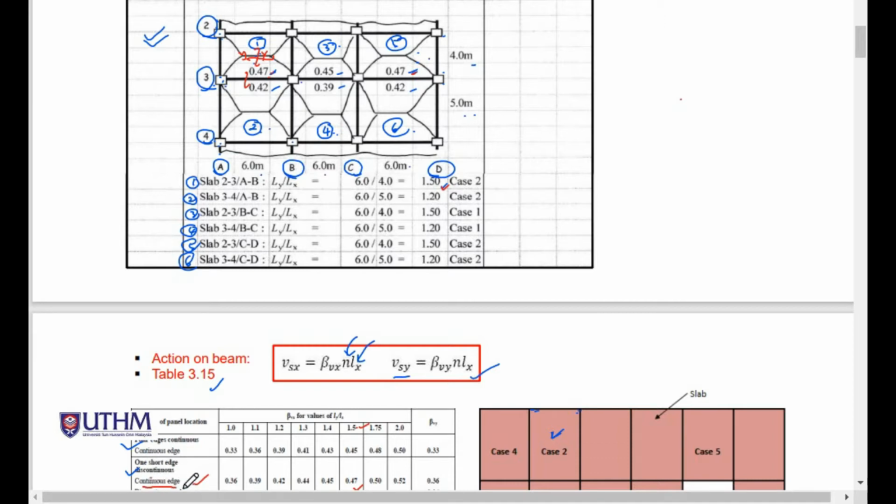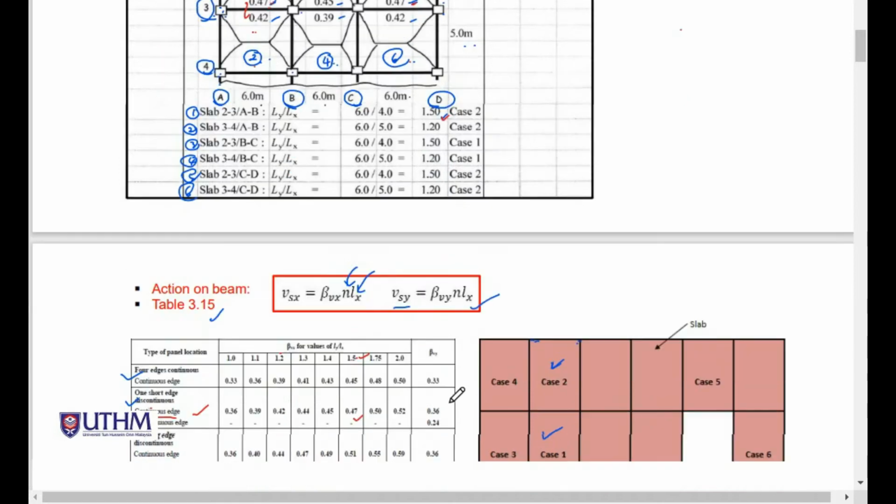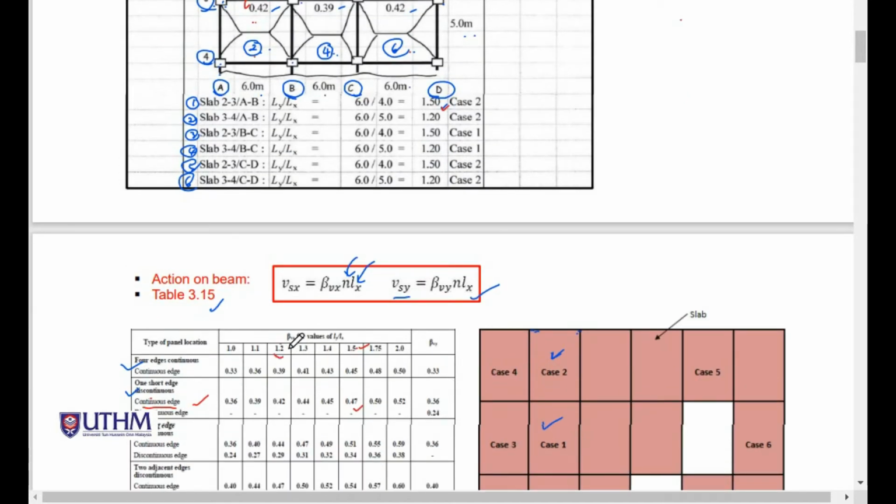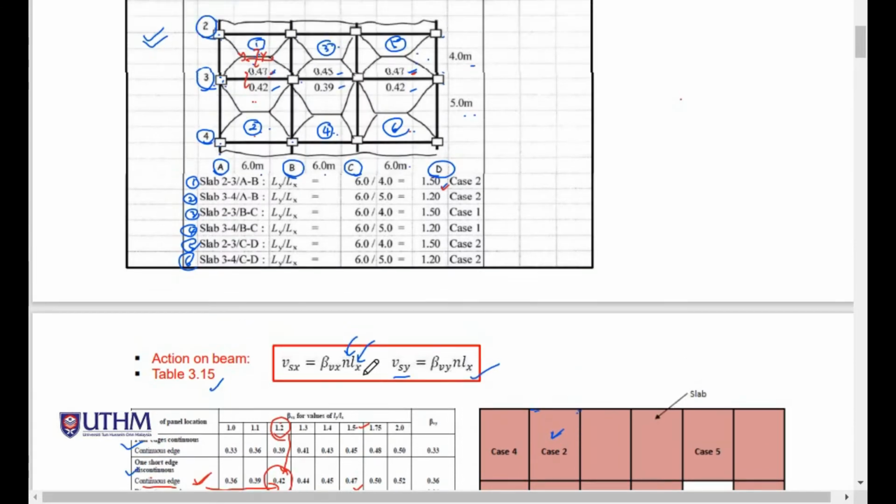This is the continuous edge. Meanwhile, slab number 2 and number 6 are similar. For this one, 6 divided by 5 is equal to 1.2, thus the value is 0.42. So this is 1.2, case number 2, and the value is 0.42, 0.42.